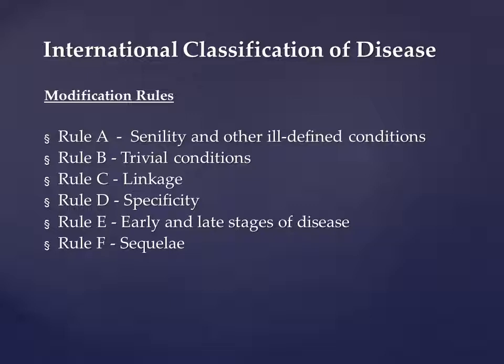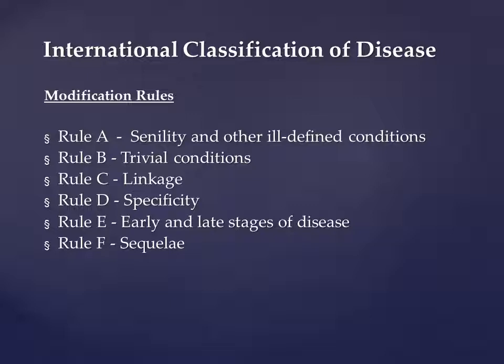The first rule, rule A, is where the selected cause is ill-defined, and another one is a condition classified elsewhere. Then you should code the cause of death as if the ill-defined condition had not been reported, except to take account of that condition if it modifies the coding. The second rule, rule B, trivial conditions. This is applied when the selected cause is a trivial condition unlikely to cause death. And if there's another more serious condition that is also reported, you should select the more serious condition as the underlying cause of death.